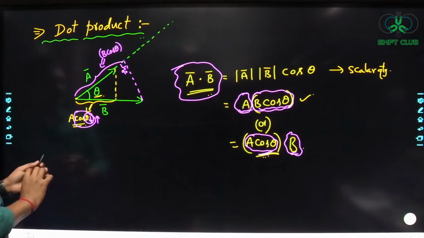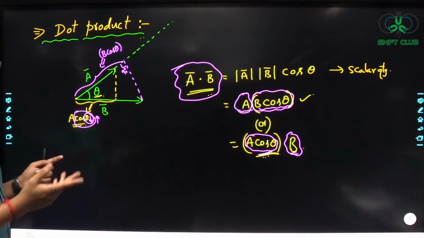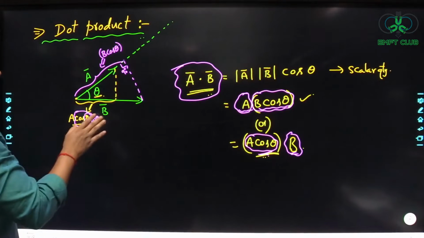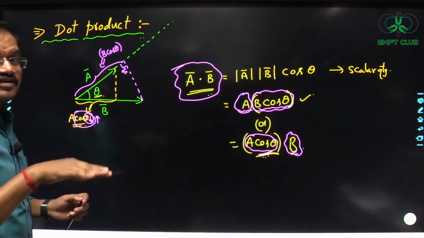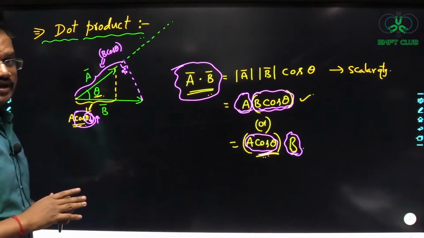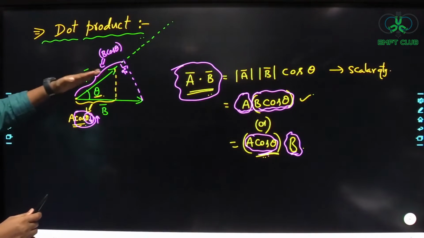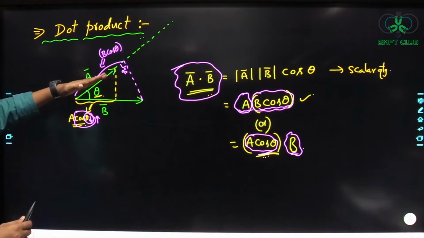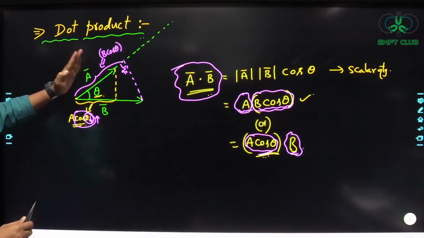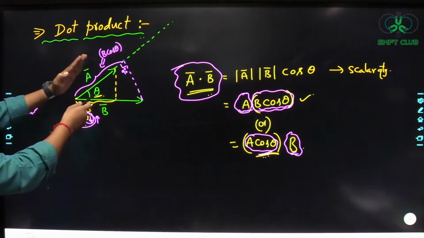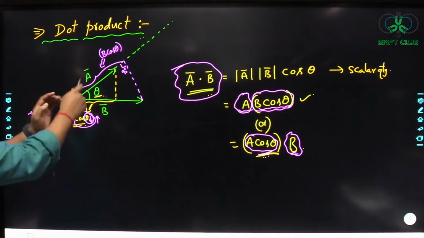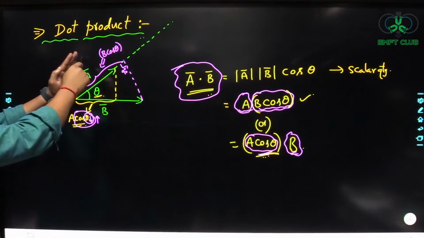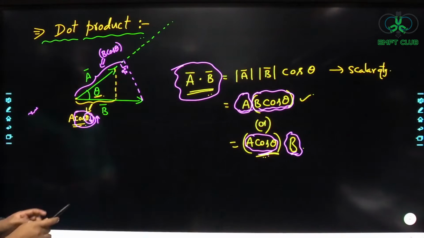As the cos theta value increases, A cos theta value is also going to increase. Which means the component of A bar along B bar is going to increase as the theta value decreases. Yes or no? Okay. Now similarly, if I move this A bar away from B bar, then what will happen? This theta value is going to increase. As the theta value increases, the component of A bar along B bar is going to decrease.